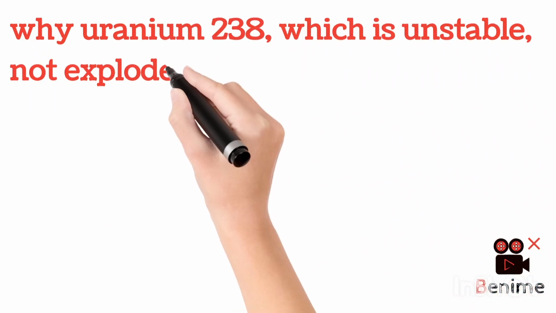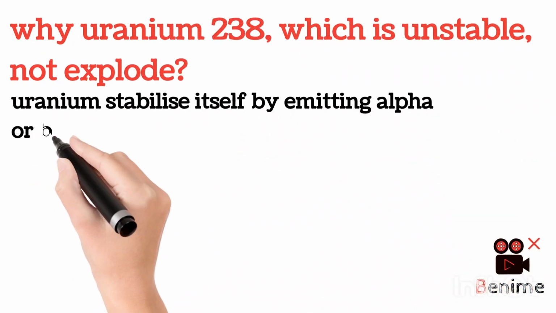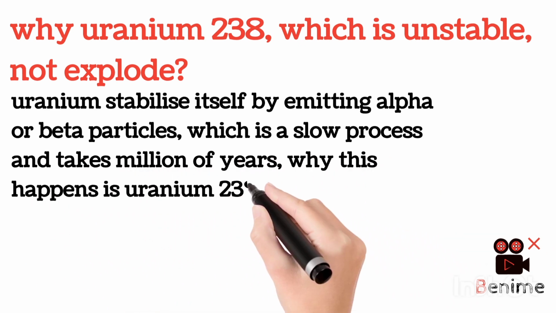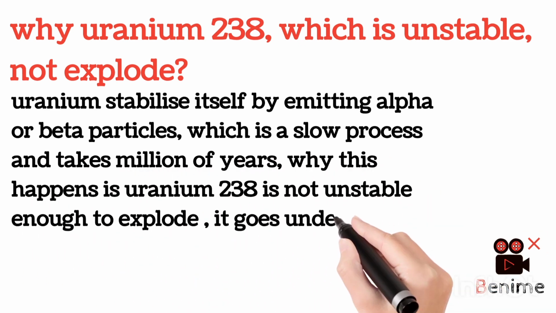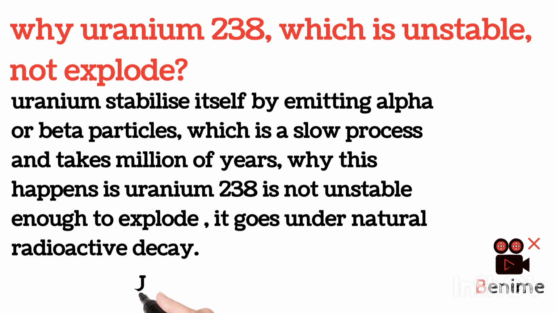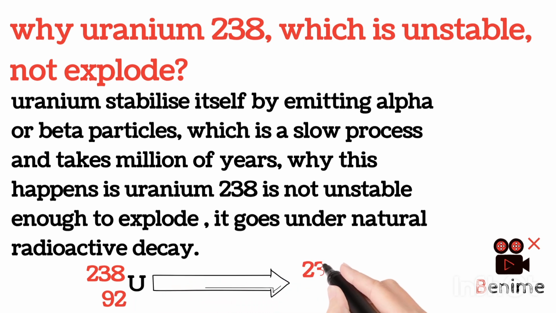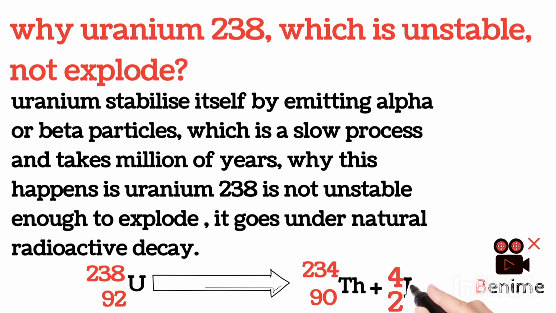Students, have you ever thought why uranium-238 does not decay in a single step, why a lot of people are concerned about atomic or nuclear war? Uranium undergoes a decay process without any external source because it is unstable enough to do so, but it is not unstable to the extent that it can explode in a single step. It decays by emitting alpha or beta particles, which is a slow process.